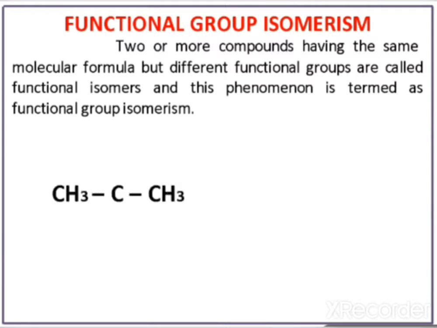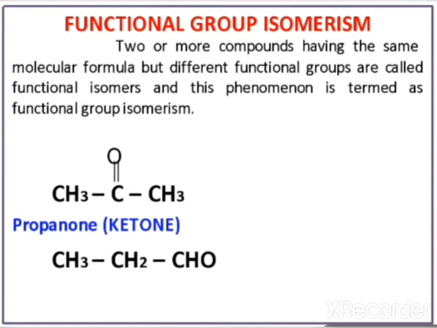See how. In this case, the functional group is ketone, because with 3 carbons, the CO functional group is present. What will be the molecular formula? The formula will be C3H6O. The name is propanone, which is a ketone. In the second case, you can see CH3CH2CHO. The name will be propanal. It's an aldehyde.